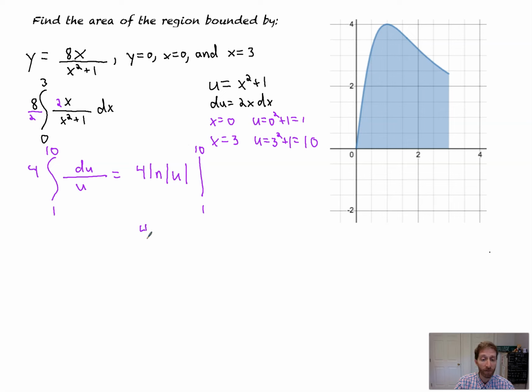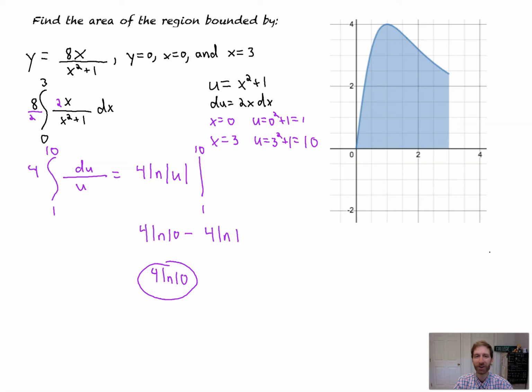Plug in 10. You've got 4 ln of 10. Minus 4 ln of 1. Now I skipped the absolute value because the absolute value of a positive 10 is 10, and the absolute value of a positive 1 is 1. So that's your final answer, except we could simplify a little more. Ln of 1, e to the what gives you 1, that goes to 0. So you get 4 ln of 10. Some people might even raise the 4 up here and get 4 ln 10 is ln 10 to the 4th, or ln of 10,000. We'll just leave it here. That's the area, right there.